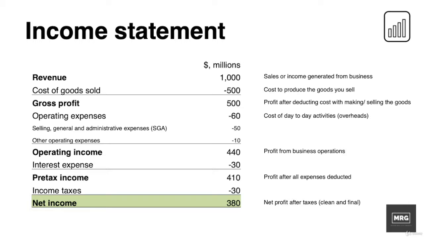To summarize, the income statement is to see how much money you make or lose in the business, with clear clarity of what your cost factors are. So we have covered the first of the three, and we'll move on to the next one.